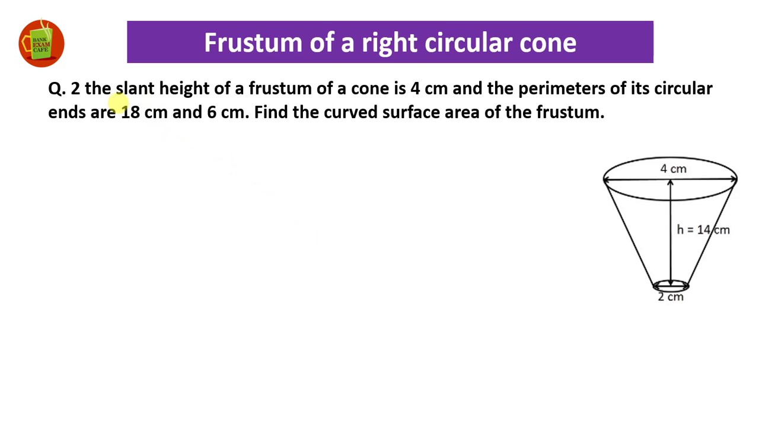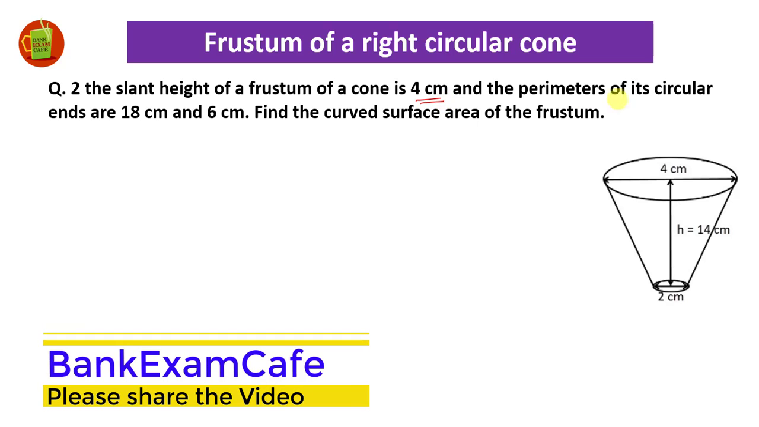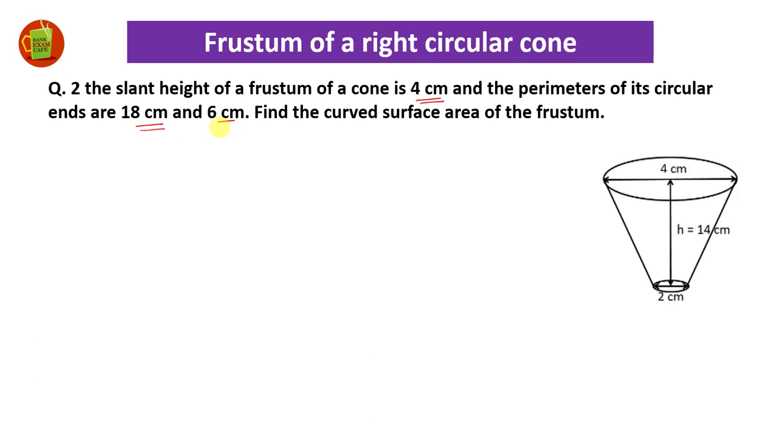Here is the next question on the screen. The slant height of the frustum is 4 centimeter and the perimeters, that is circumferences, of its circular ends are 18 centimeter and 6 centimeter. Find the curved surface area of the frustum.